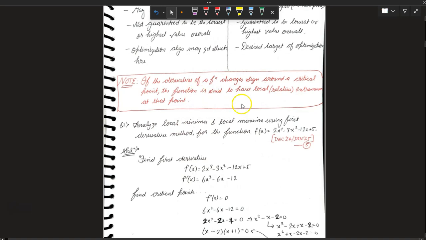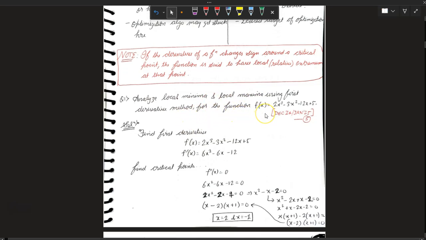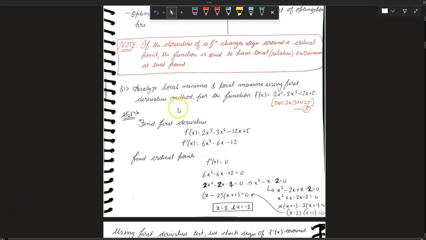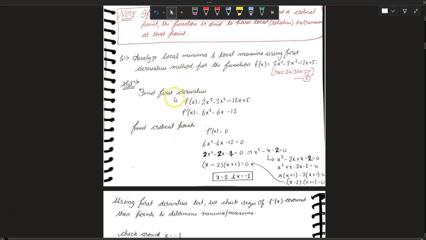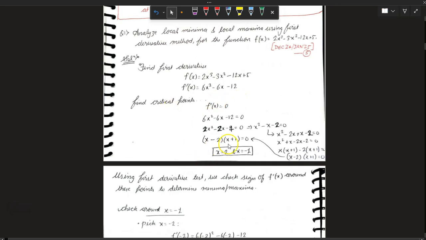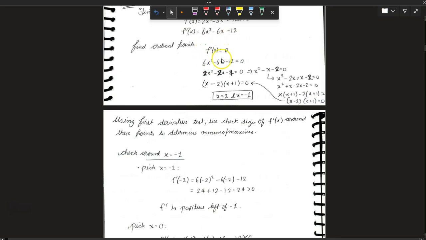Let's see what is written in the question. Analyze local minima and local maxima using the first derivative method for the function f(x) = 2x^3 minus 3x^2 minus 12x plus 5. The function is given, you have to analyze it via the first derivative method. For that, you first have to differentiate it once. The differentiation is 6x^2 minus 6x minus 12. If you simplify this, you will get x = 2 and x = minus 1. All the simplification is written here.